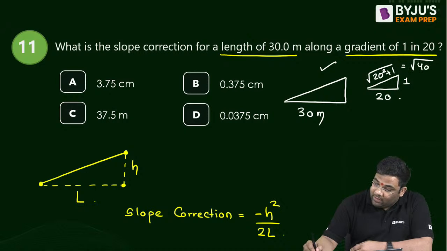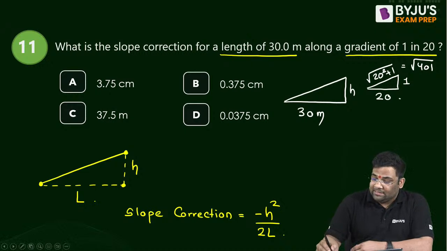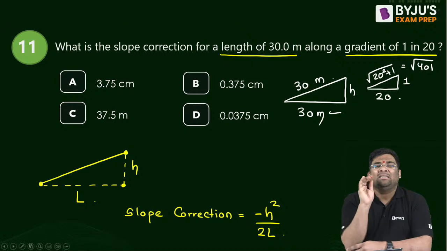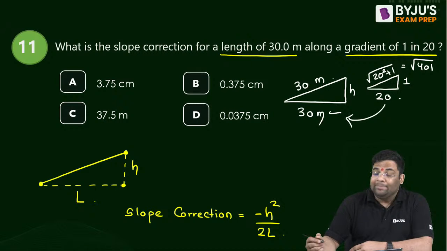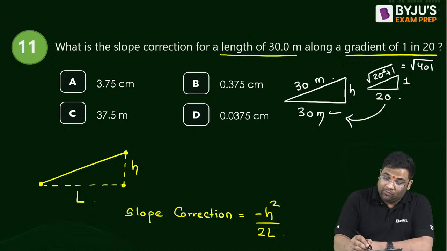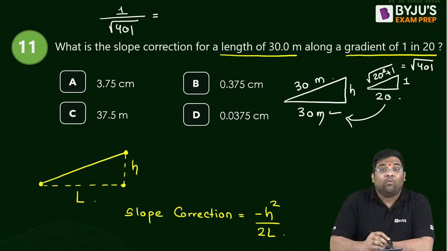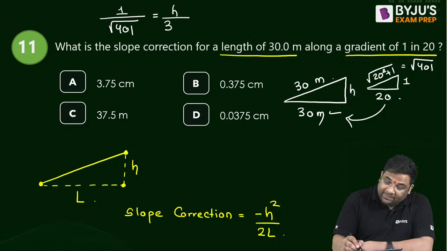Root under 401, right? And this is, suppose, h. This is 30 meter. I can roughly tell this is also 30 meter, because almost it will be 30 meter. Now these two triangles are what? Similar. I can write down 1 is to root under 401 is equal to h by 30. Yes or no?